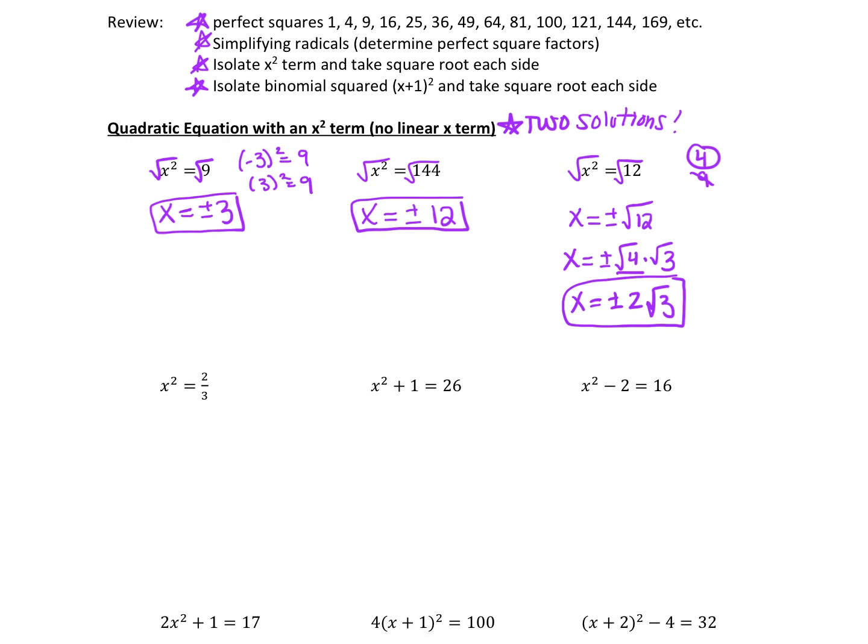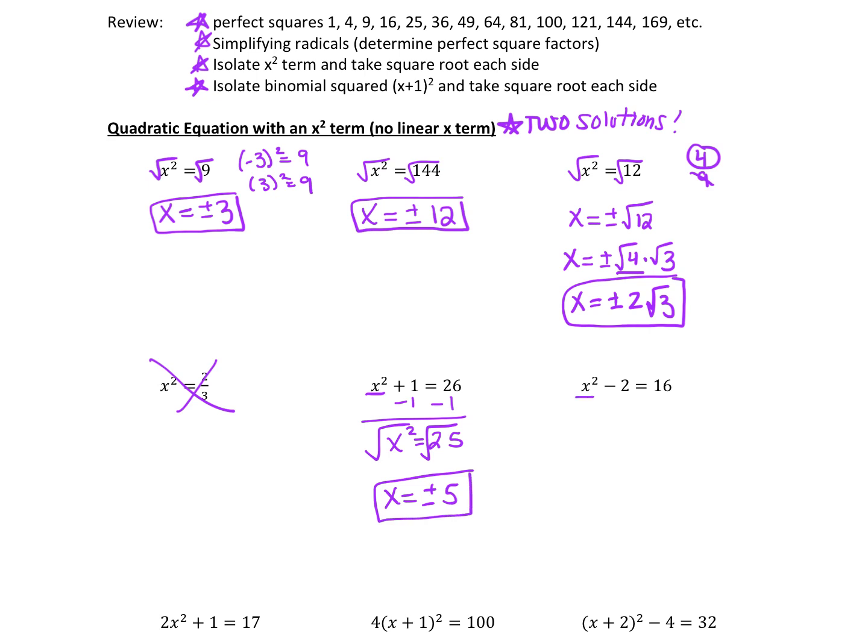All right, I'm going to skip this one. But in this one, I need to get the x squared alone. So to get the x squared alone, I'm going to minus 1. Then I'll get that x squared is 25. Take the square root of both sides, and the square root of 25 is 5. So in this case, it's plus or minus 5.